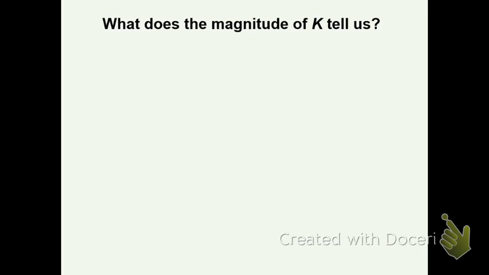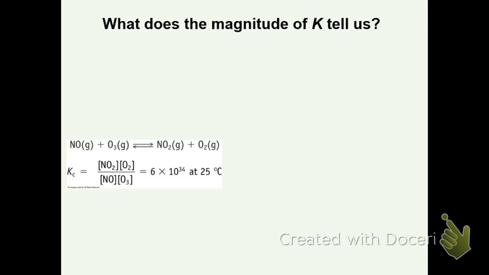So we want to understand what the magnitude of K actually tells us. So we now see how it can be calculated based on initial and final concentrations, but we want to actually understand what it means. So if we look at the reaction of nitrogen monoxide with ozone, it forms nitrogen dioxide and oxygen. And an expression for Kc can be written. Everything is in the gas phase, so we can write concentrations or pressure or partial pressures of reactants and products. And if this was measured experimentally, it was found that at 25 degrees, the equilibrium constant is 6 times 10 to the 34.